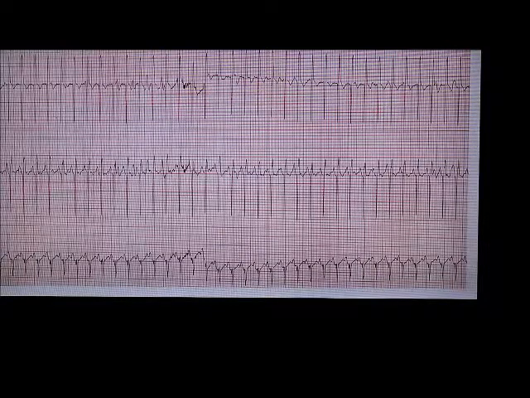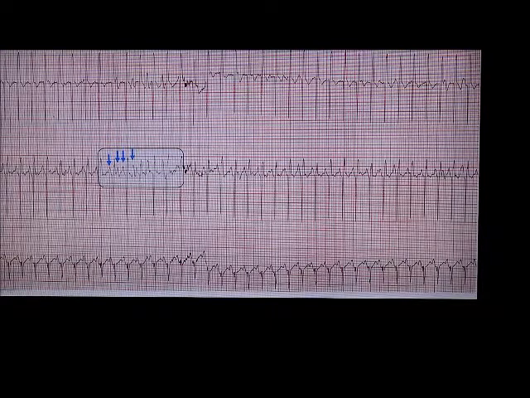Does anyone else see anything else? Or you all agree that A equals V? I think the A is more than V. A more than V, right, here. Also in V1. Yes. So actually these are multiple P waves.